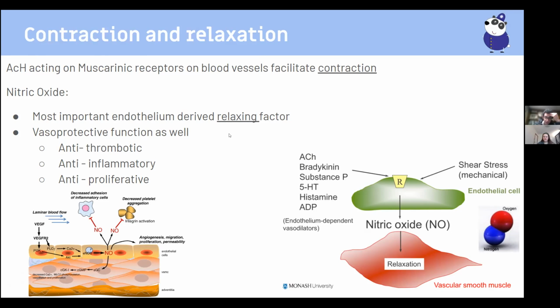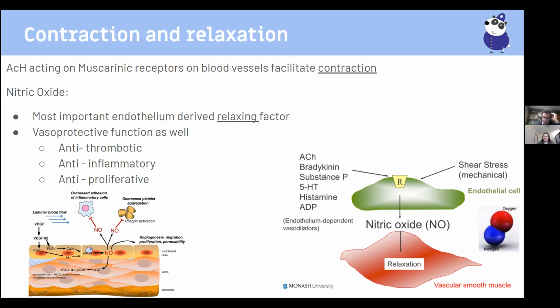While it does have that effect, it also has many other vasoprotective functions, such as antithrombotic, anti-inflammatory, anti-proliferative. Some of these are shown here. You see how nitric oxide is inhibiting adhesion of inflammatory cells, such as monocytes, and also preventing the activation of integrin, which recruits platelets and begins that coagulation cascade.